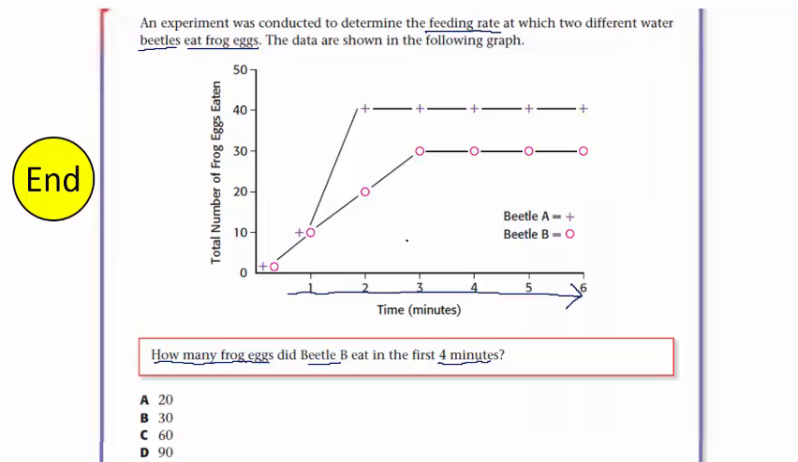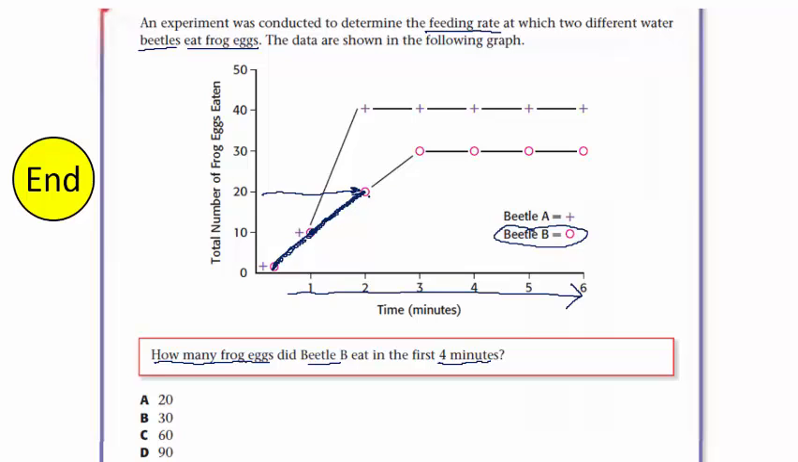So how a graph works, so beetle B, if we look over here, the data is this pink circle. So when the time begins, beetle B starts munching away, and he's munching away, and he hits 10. In 1 minute he's eaten 10. He keeps eating, he's not eating 10 more, he just continues to eat along his path, and after 2 minutes he's eaten now 20.